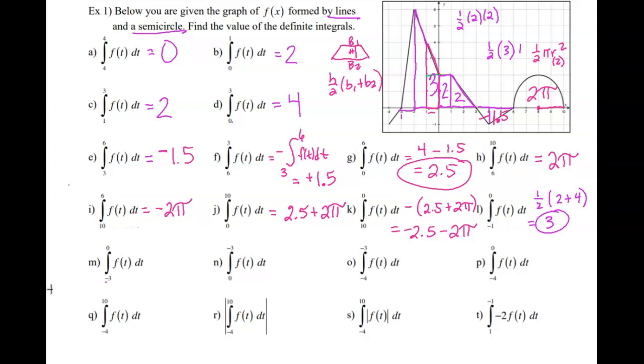So 1/2, my base is 1, and my height is 1, 2, 3, 4, 5. So 2.5. This trapezoid, its height is 1 over 2. This base is 1, 2, 3, 4, plus 1, 2, 3, 4, 5, 6. So 1/2 of 10 is 5. Okay? So all together from -3 to 0, we've got 8, 9, 10 and a half. Above the axis, so we're positive.